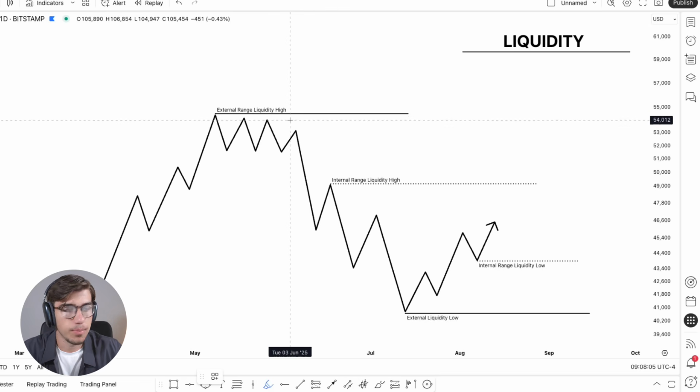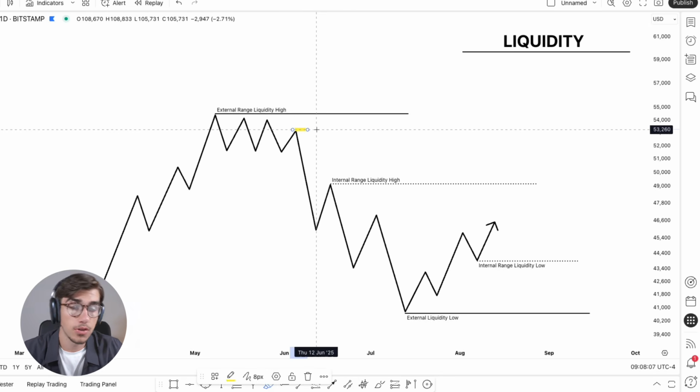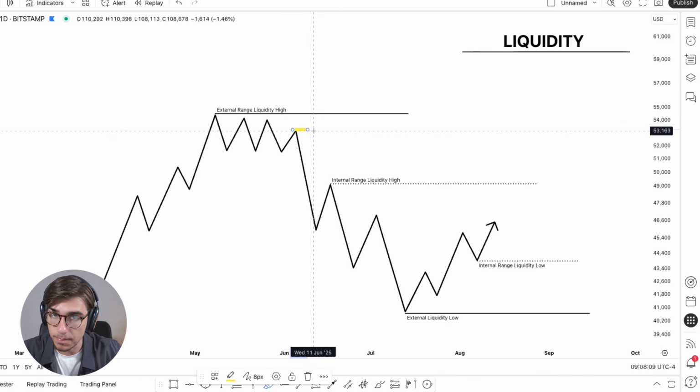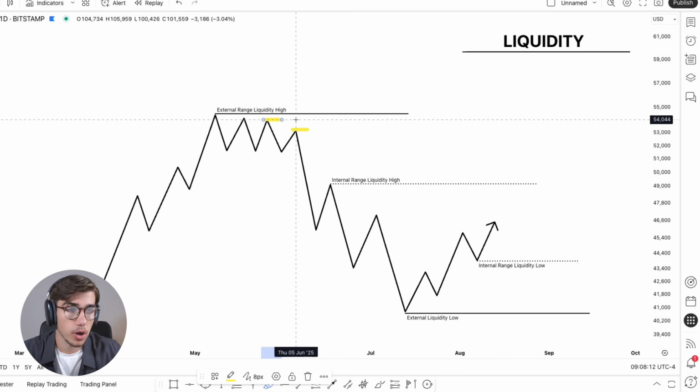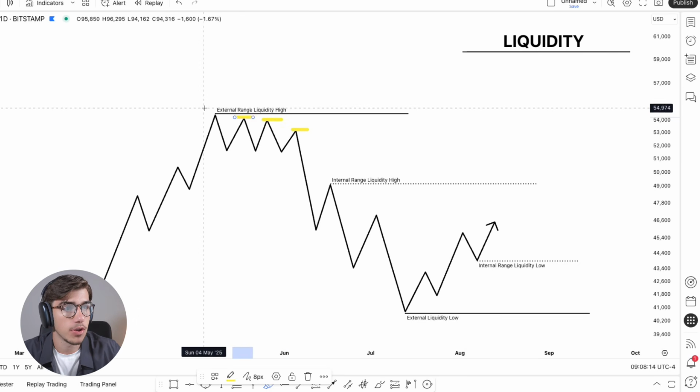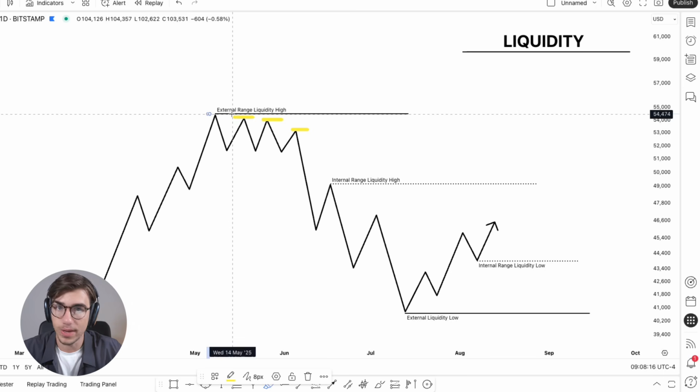Now, another very significant pool of liquidity is what we like to call equal highs and equal lows. So using these four highs here as an example, the people that place their stops here, they're still in the market because this high has not been swept. The people that place their stops here, they're still in the market because it's not been swept. Same thing here and same thing here. That is what we call equal highs.